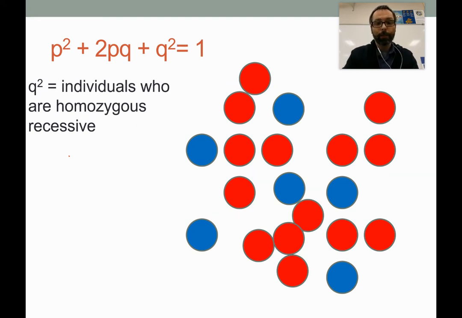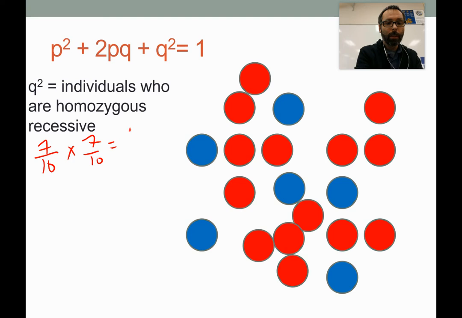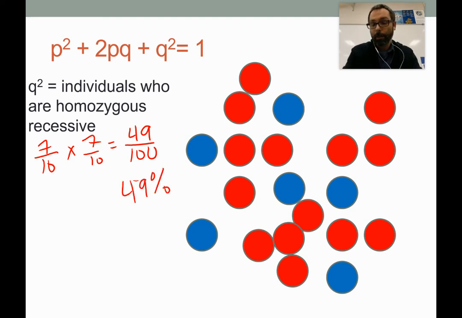Let's go to Q squared, right? It's squared because we have to do it twice. So the chances that I'm going to reach in there and get one of the recessive alleles was 7 out of 10, but I need to do it twice. So 49% of the population should be homozygous recessive, according to these probabilities, right? This is Q times Q. Again, that's where the Q squared part comes from.